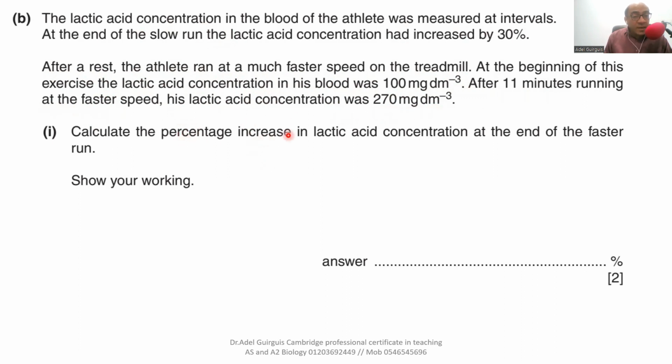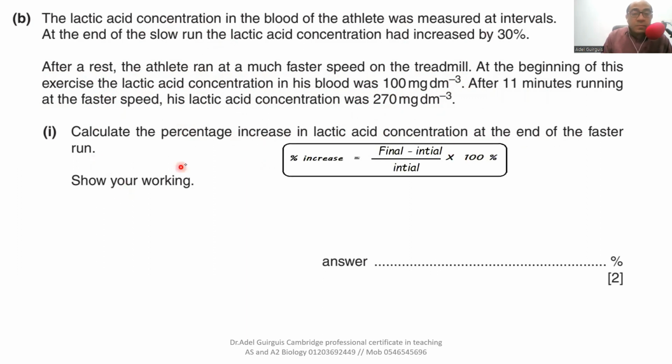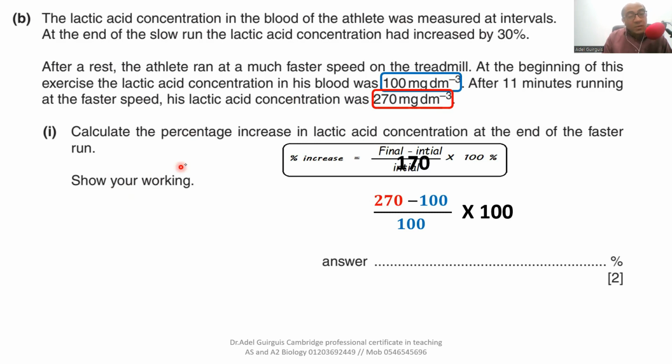Calculate the percentage increase in lactic acid concentration at the end of the faster run. Show your working. Also the same formula: final minus initial, divided by initial, times 100. This is before exercise, at the beginning of exercise, and here after running at the faster speed for about 11 minutes. Final 700 minus 100, divided by 100, times 100 equals this figure.